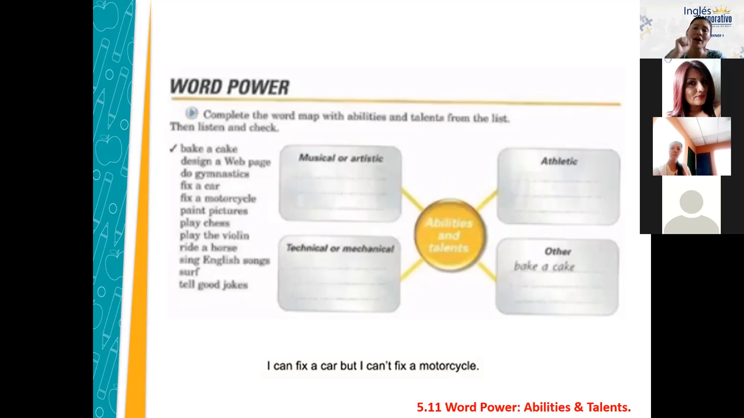And there you have 4 different categories: musical or artistic, athletic, technical or mechanical, and other. All of those can be classified within those 4 categories, right? In the middle, it says abilities and talents. So we have musical or artistic. What are the ones that you could put there? ¿Cuáles podríamos poner in musical or artistic, according to you?